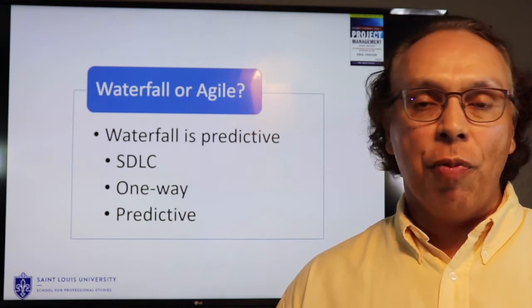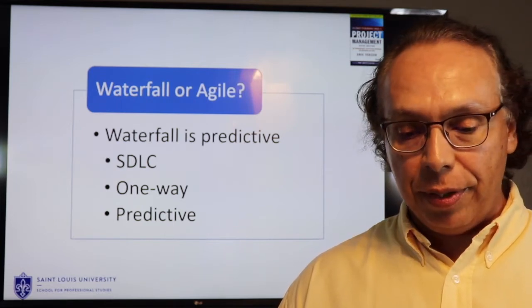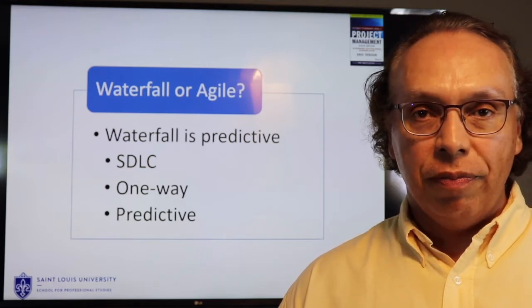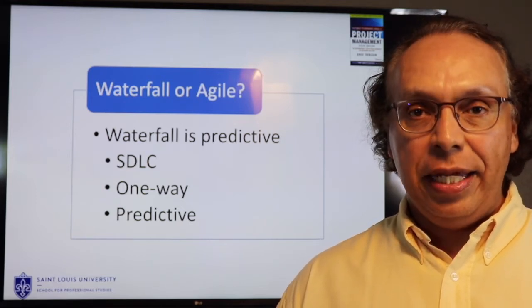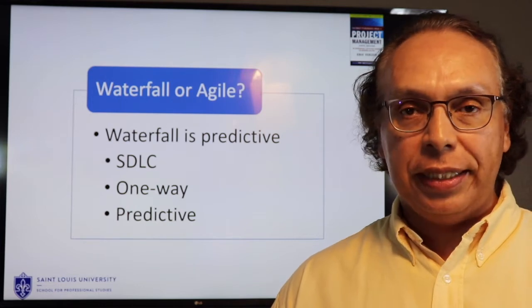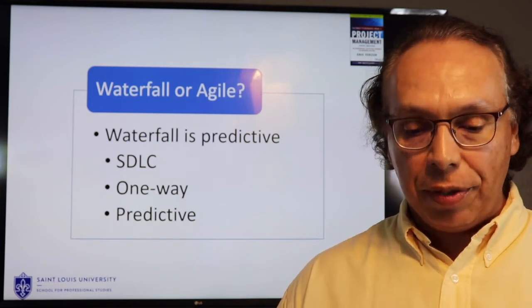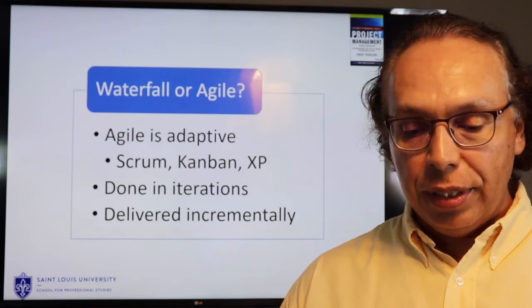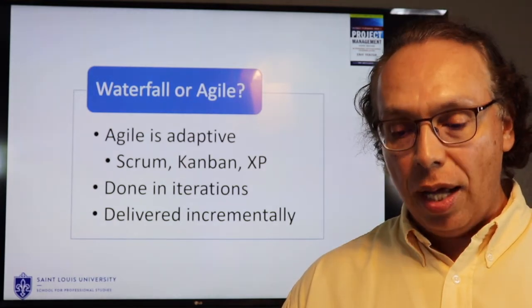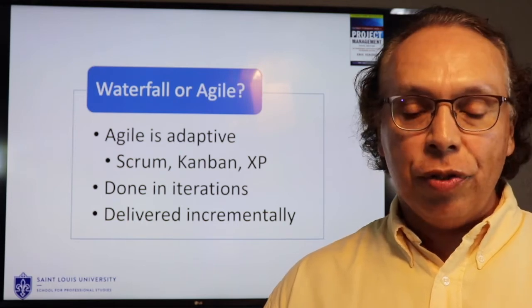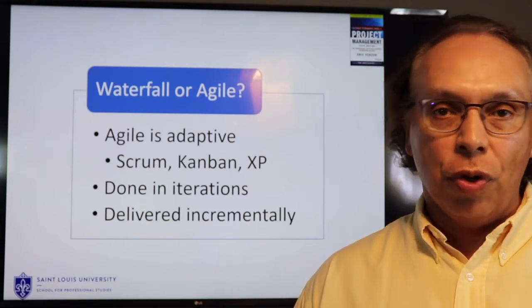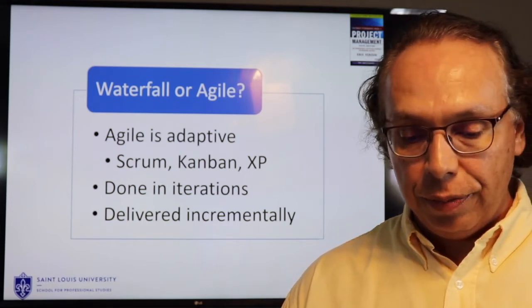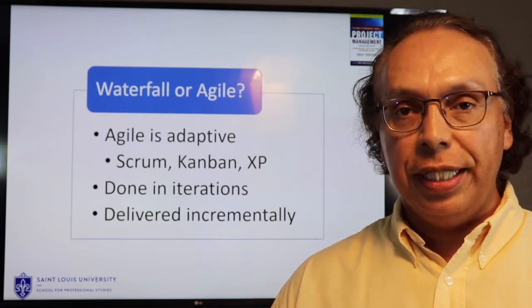And what scope are we going to be able to complete within this time period? It's a one-way trip. It's phased. Here, again, we are predicting the time and cost of the outcomes. Agile is known as the adaptive methodologies. These include Scrum, Kanban, and XP. These are usually done in iterations, or in the Scrum terminology, sprints, where the product is delivered incrementally.